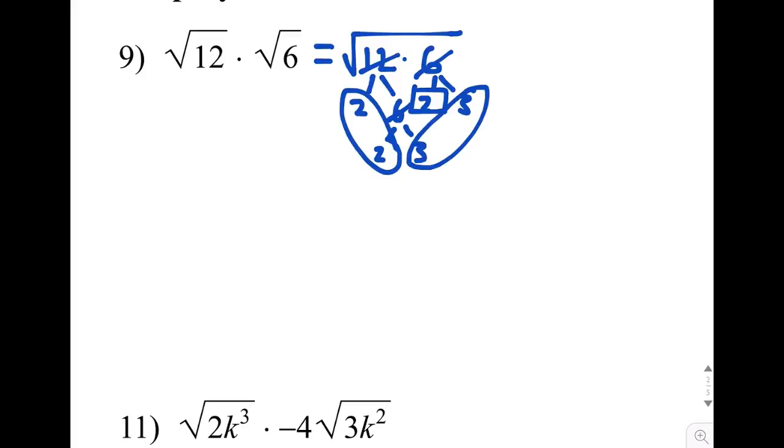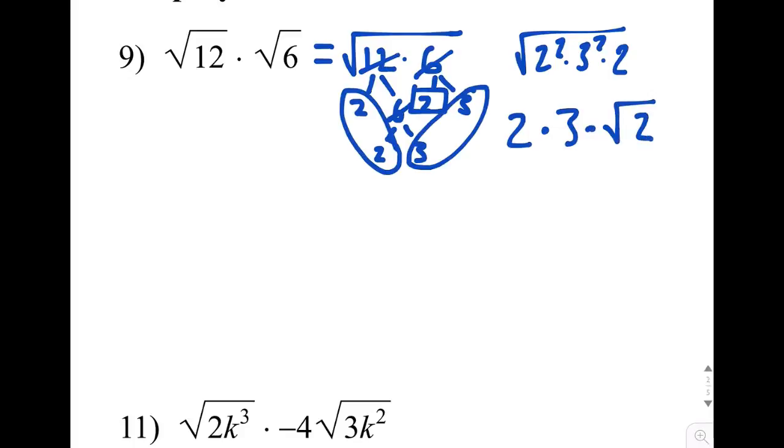So that means that we have the square root of 2 squared times 3 squared times 2. Or, if you're catching on to this, you can go straight ahead to the next step, which is to say the 2s come out front, the 3s come out front, and then the leftover 2 stays under the root. So your final answer is 6 square root of 2.